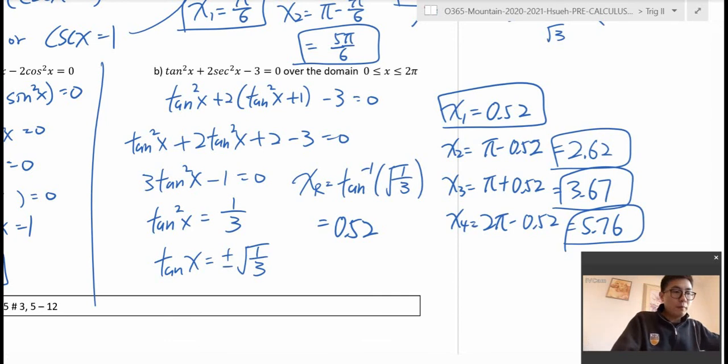Okay, so that's it for this lesson. Again, nothing new. It's just 3 new identities, but the questions that we're doing are the same: proofs and equations. And that's what we're going to be doing for the next 2 lessons as well, but with more identities.